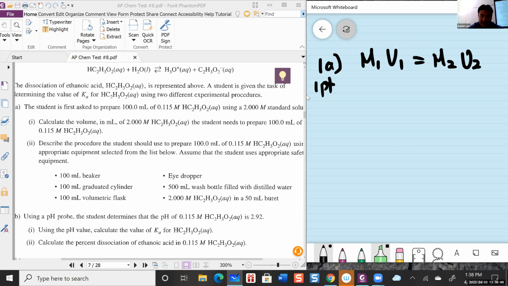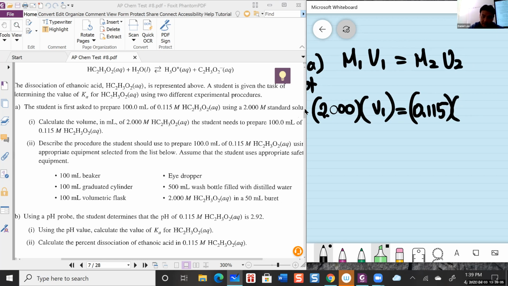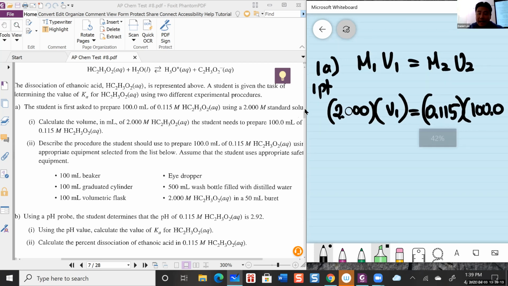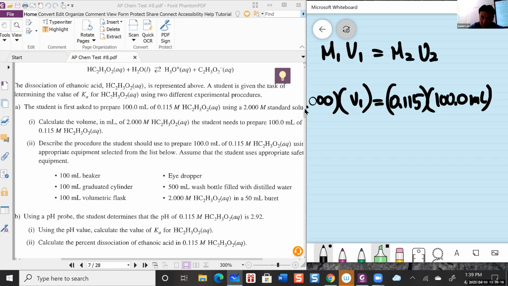Initial molarity, let's say the stock solution is 2.000 molar. Volume 1 is what I'm looking for, but molarity 2, I want to dilute it down to 0.115, and I want the final volume to be 100, carrying the same sig figs, 100.0 mL. I like to put the units here to remind myself I'm working with mL, so my answer is also in mL. So you just solve for V1. This would be 3 sig figs because 0.115 has 3 sig figs. So you're going to get 5.75 mL.